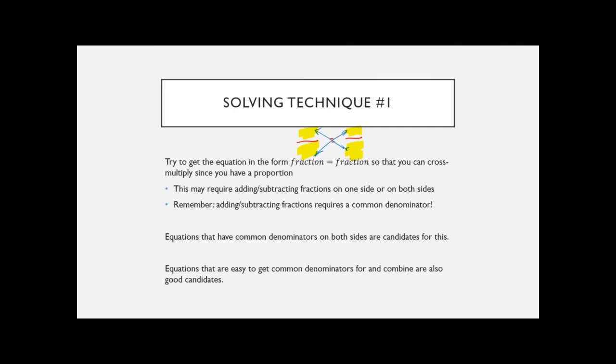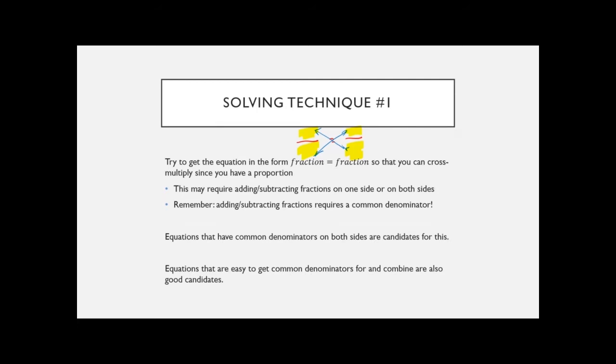If you choose to use this technique, you may have to add or subtract fractions on one side or the other. So the adding and subtracting that we did in section 4.1, you may have to do that in order to put this in the form that you want. And in order to do that, you do need to get a common denominator.